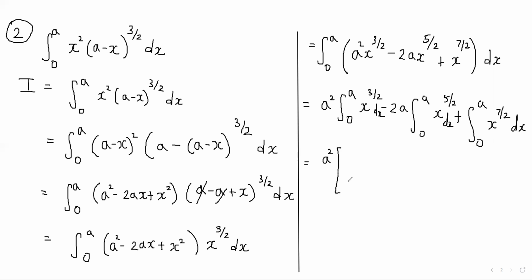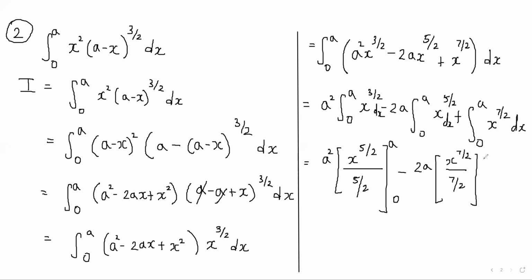Now let us apply the formula of integration here. So we get x raised to n plus 1 upon n plus 1: 3 upon 2 plus 1, that is 5 upon 2, upon 5 upon 2, from 0 to a, minus 2a. When we apply the formula, 5 upon 2 plus 1 is 7 upon 2, upon 7 upon 2, from 0 to a, plus x raised to 9 upon 2 upon 9 upon 2, from 0 to a.